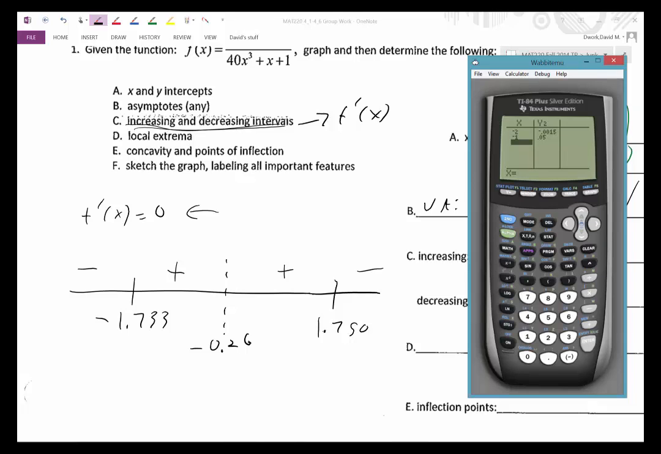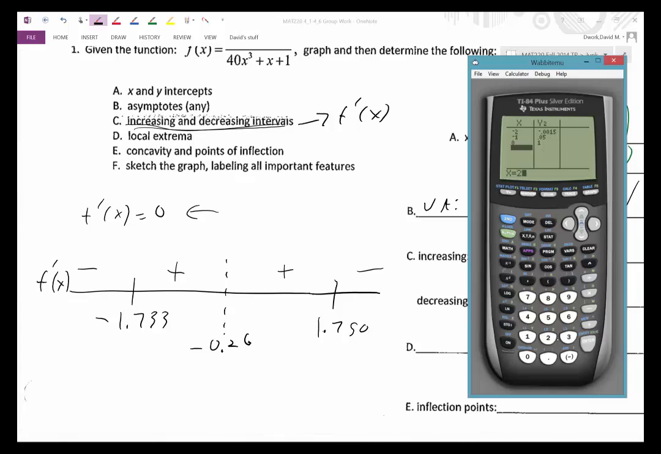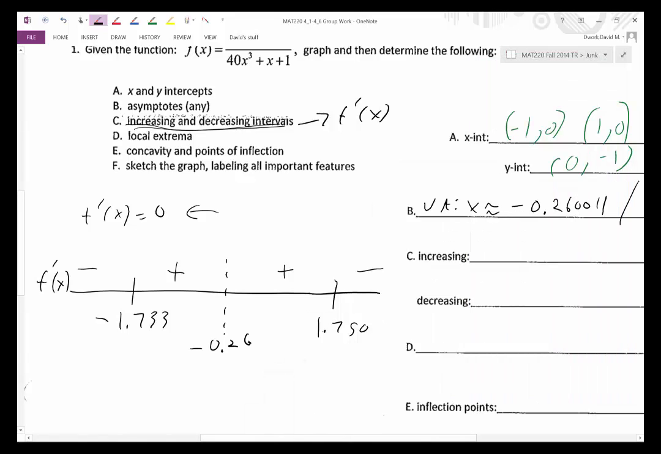Similarly, we just need to pick a number somewhere between negative 0.26 and 1.7. So we could always try 0. Notice that's a positive 1. So on our number line here, we have a positive. Let me label that this is the derivative. And then similarly, outside of 1.7, 2 would be a good value. And notice we're getting a negative number out. So that's how we can use the calculator to build our increasing and decreasing intervals.